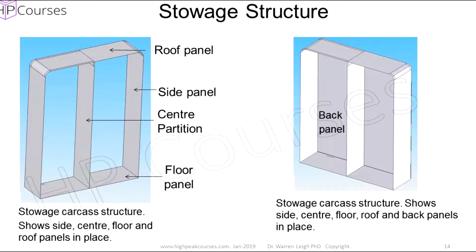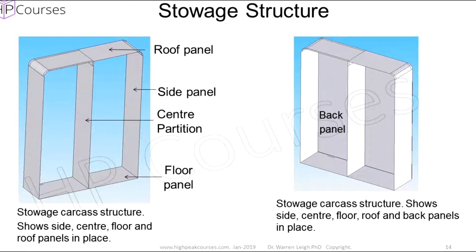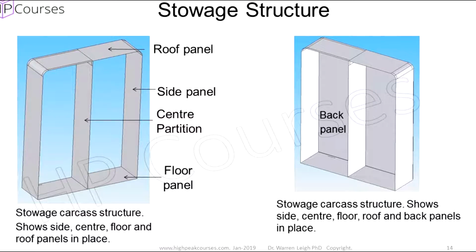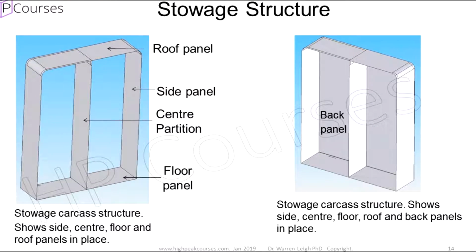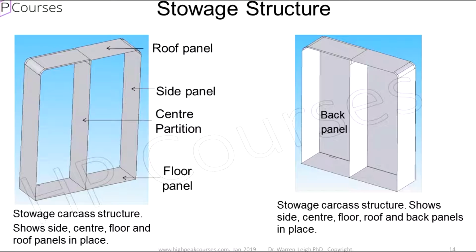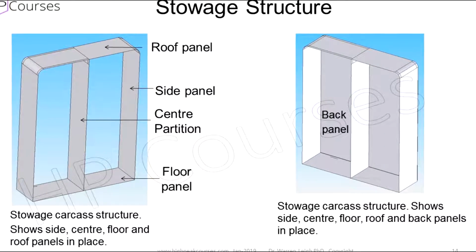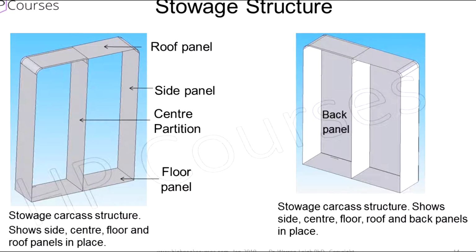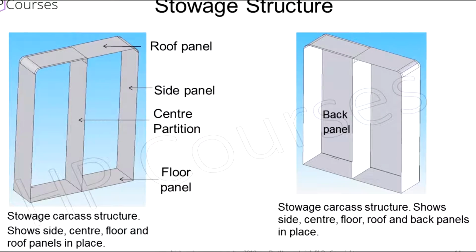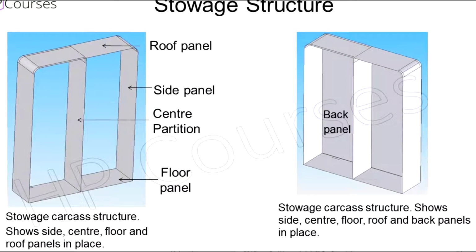The storage unit structure consists of rectangular parts. Basically, we see here from the top the roof panel, we have side panels, a centre partition panel, floor panel, and you can see there's a back panel there, and there'll be a panel opposite the back panel, but the doors will be located in one of those thin vertical panels.